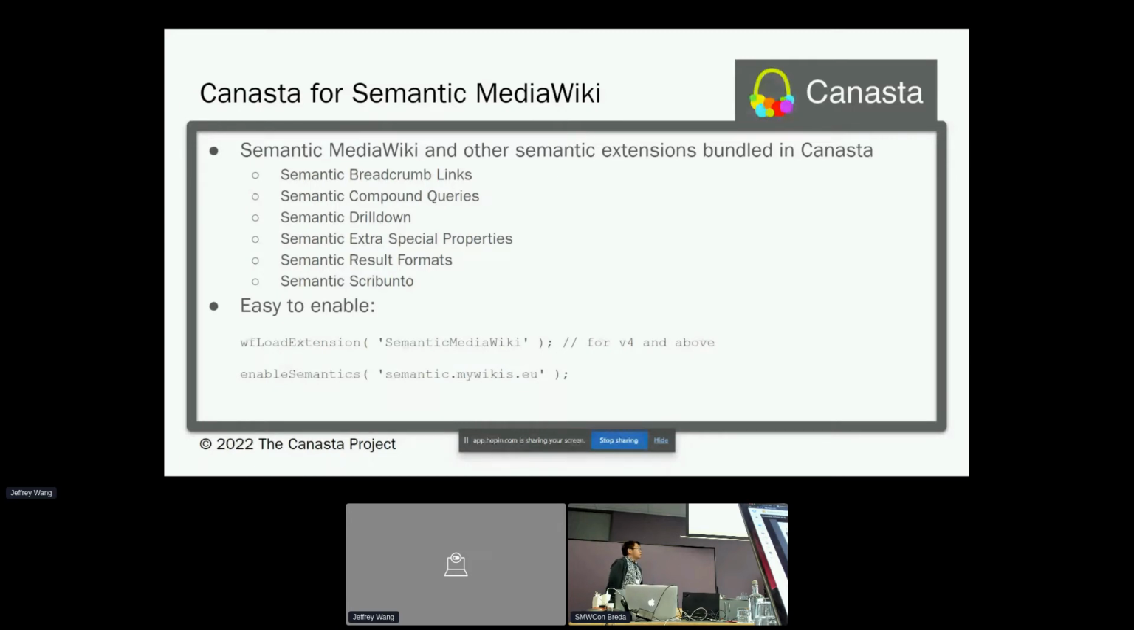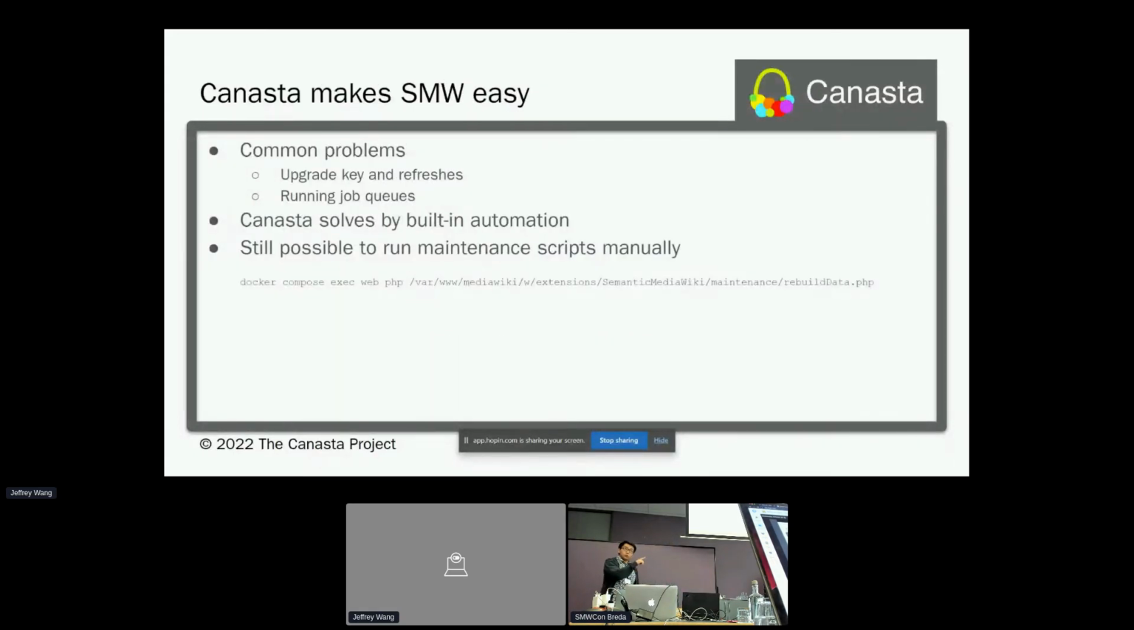And since it's included, all you need to do to install Semantic MediaWiki on a Canasta instance is, for version 3 of Semantic MediaWiki, add the enableSemantics function call in LocalSettings. In addition, several prominent semantic extensions are also bundled with Canasta and can be installed with just one wfLoadExtension function call. And for Semantic MediaWiki 4 and above, once we get Semantic MediaWiki 4 on Canasta, then you just add the wfLoadExtension for Semantic MediaWiki as well. But there's no special installation procedures beyond that.